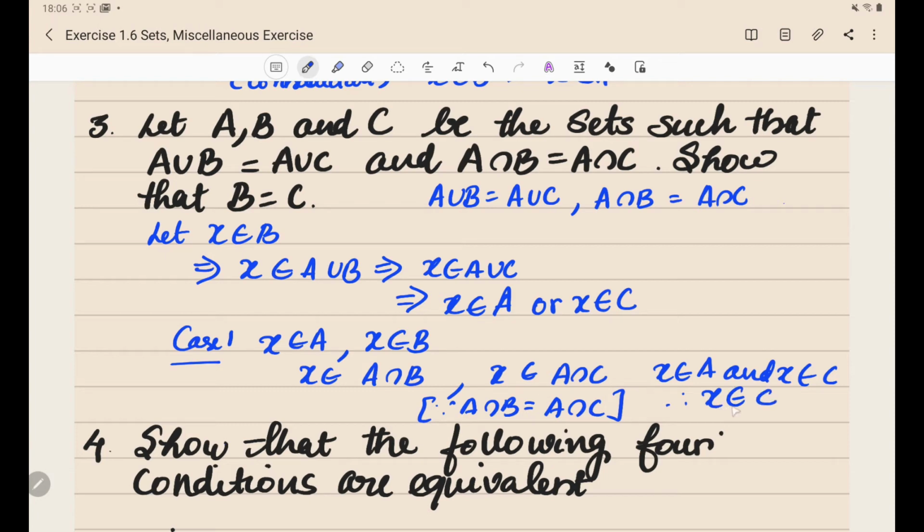Now we can say that B is a subset of C. Similarly, you can also prove that C is a subset of B. When two sets are subsets of each other, that is, if there are two sets A and B, and it is said that A is a subset of B and B is a subset of A, then they are equal sets. Then you can say that B is equal to C. I hope it's clear. Now let's do the fourth problem in this section.